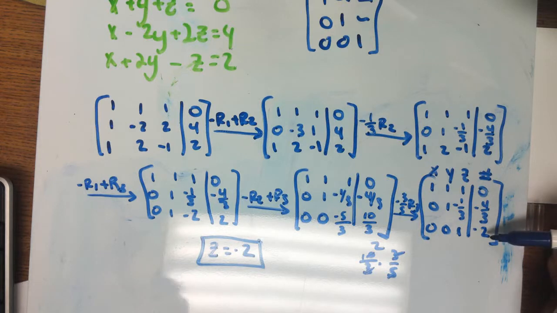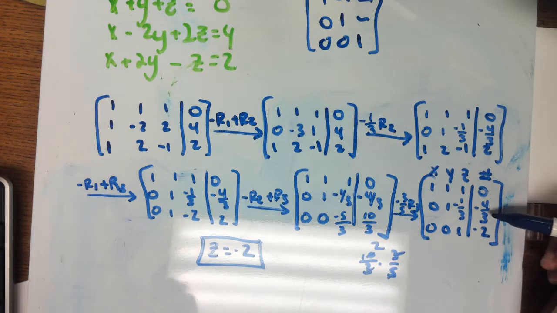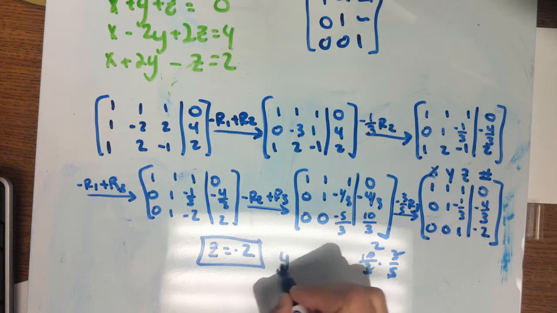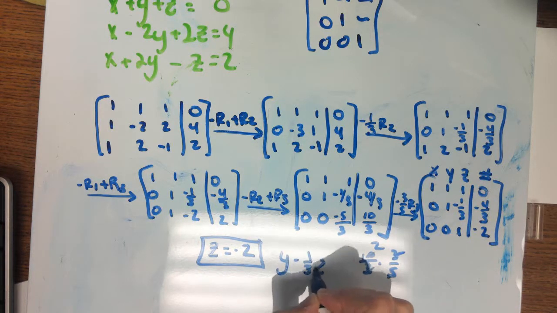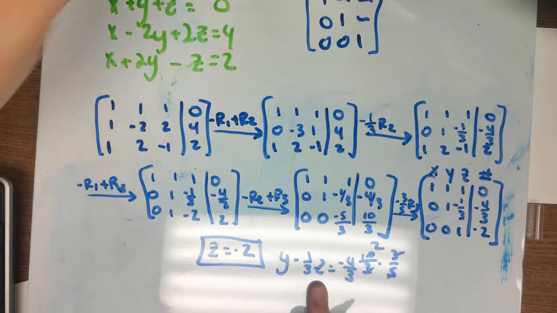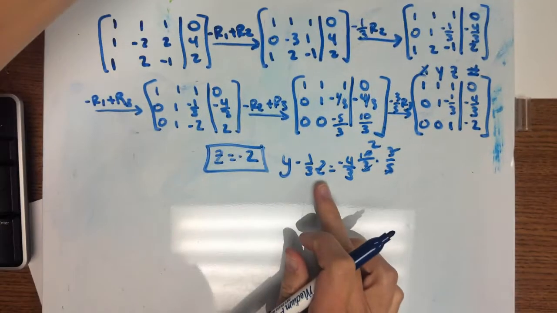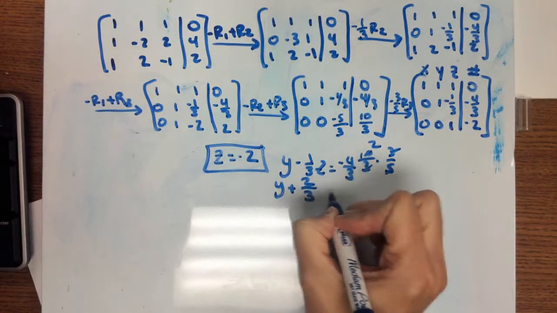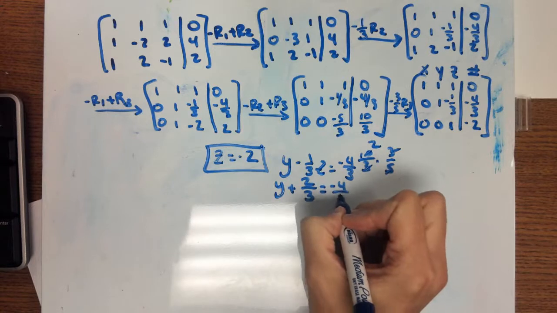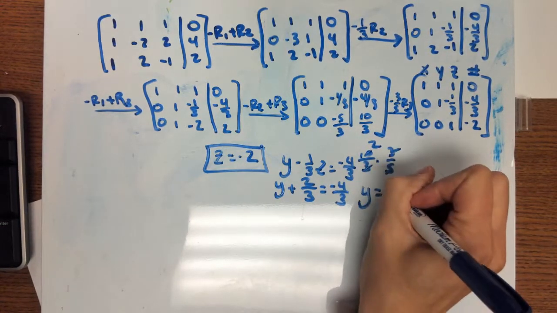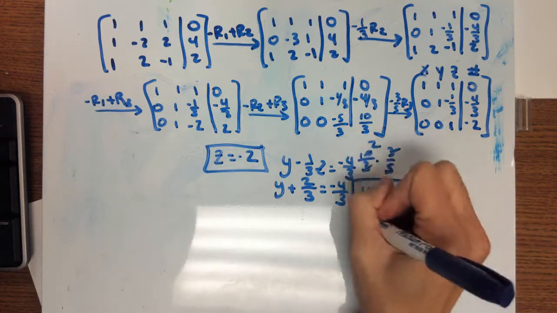Now I'm going to go what's called back substitution. I'm going to move up a row. I have 0x plus 1y minus 1/3 z equals negative 4/3. But I know z is negative 2. I just found that. So I'm going to plug that in. So I have y plus 2/3, which is equal to negative 4/3. If I solve that, subtract 2/3, that tells me y is equal to negative 2.